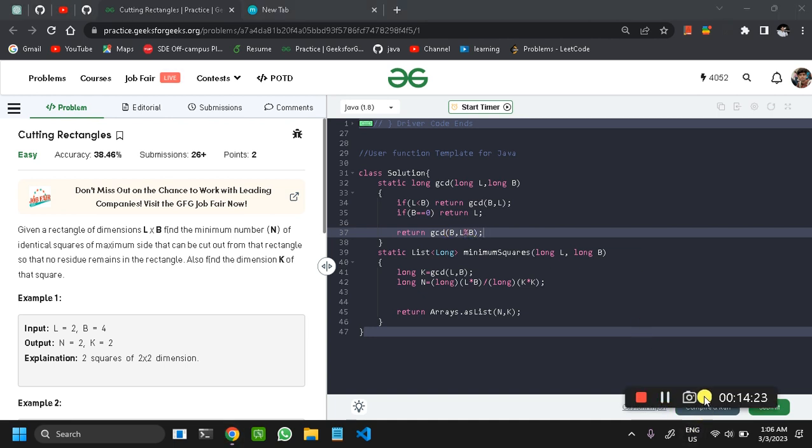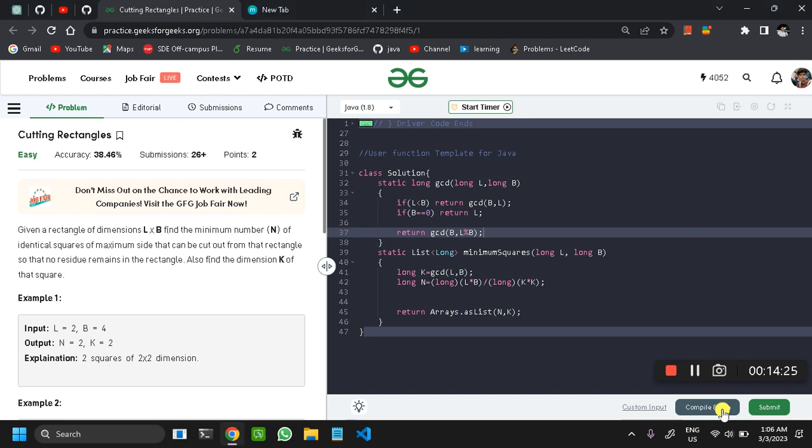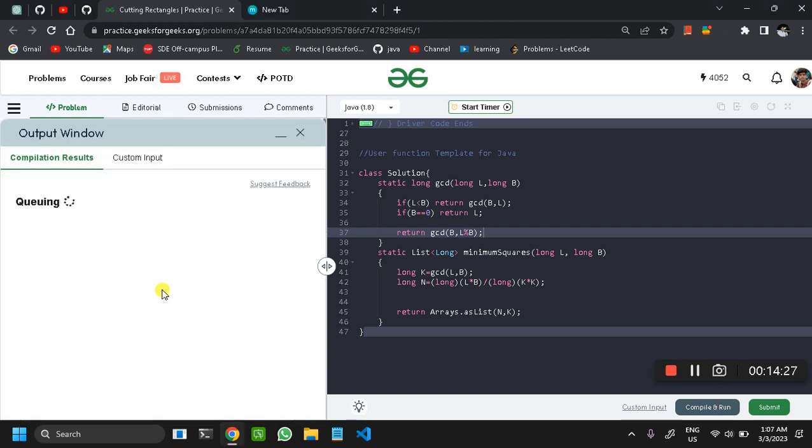Let's check whether it works or not. So let me run this. Okay, so it's working for the example test case, and let me just submit the solution. Let's see whether it works or not.